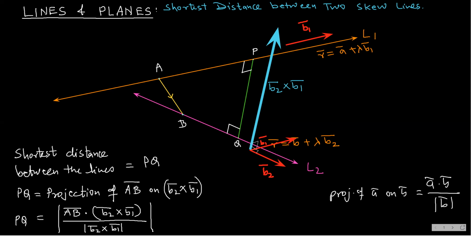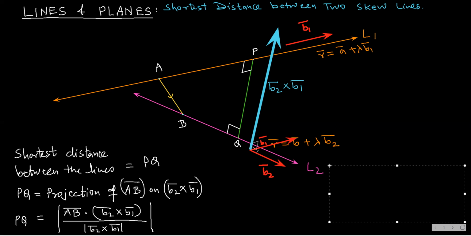So same thing here. Projection of AB bar on B2 bar cross B1 bar. So mod of B2 bar cross B1 bar is in the denominator, and then the dot product of these two vectors is in the numerator. Okay, so this is the complete explanation. Very simple. Once you have understood this idea, you can write the formula without the diagram also. See how simple it is.